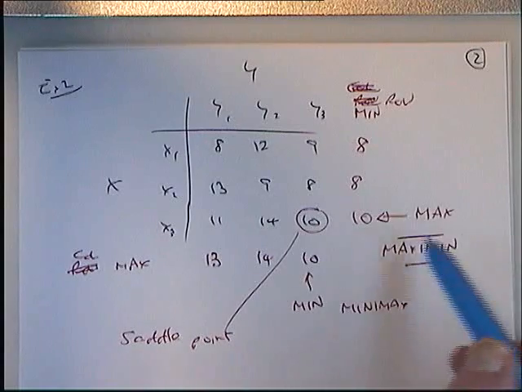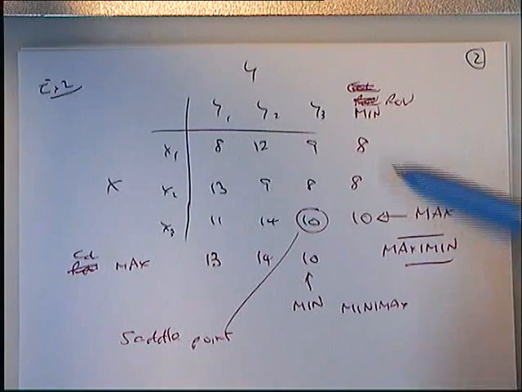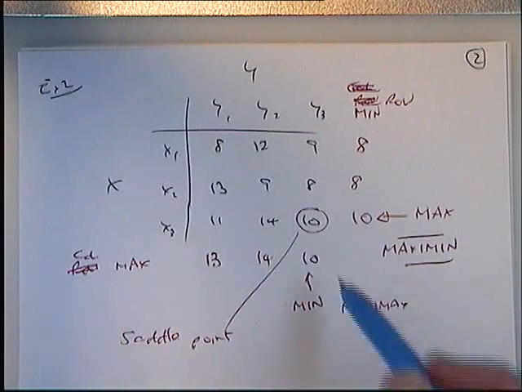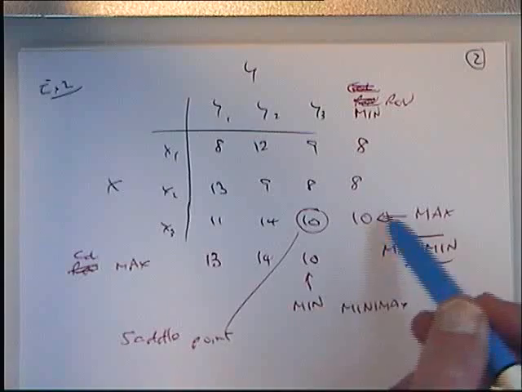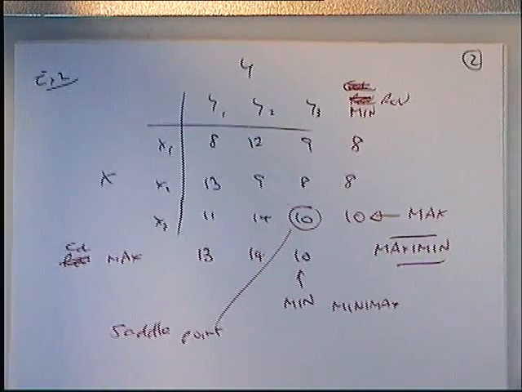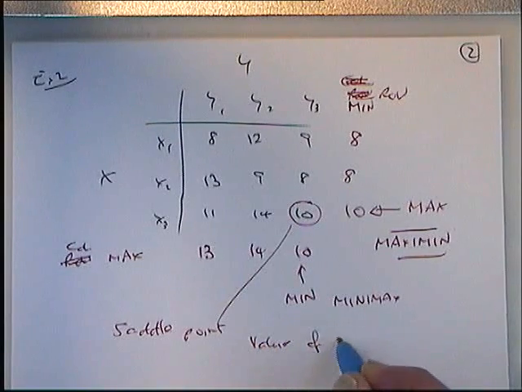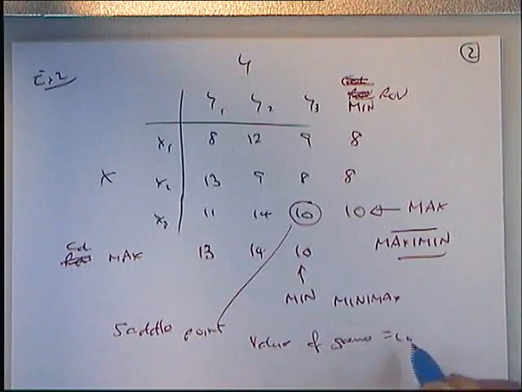The saddle points happen if the maximum of the minimum rows and the minimum of the maximum ones coincide, have the same value. If there's a 10 here and a 10 there, if those numbers are the same, you have these saddle points. And that 10 is called the value of the game. So the value of that game is 10.